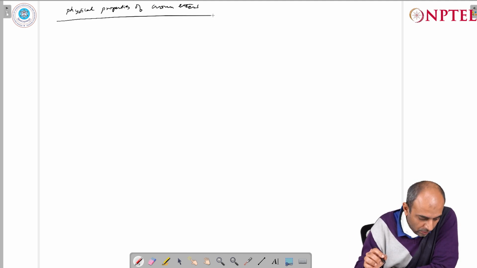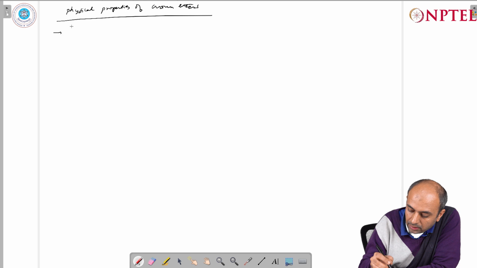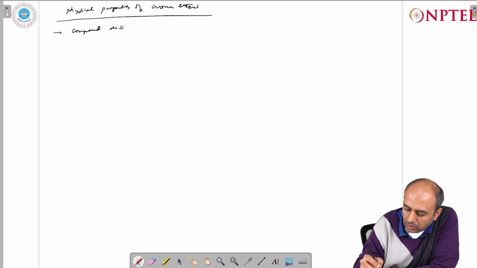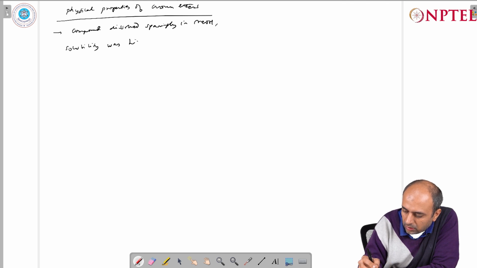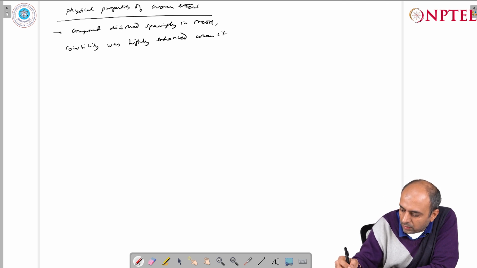So the observations which were made by Peterson are that the compound, that is the dibenzo 18 crown 6, dissolved sparingly in methanol, but solubility was highly enhanced when it was dissolved in alkali metal salts.